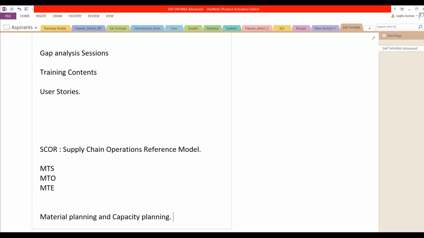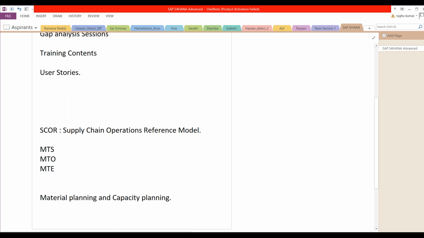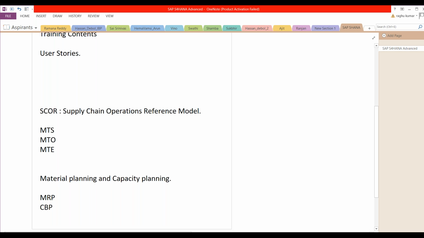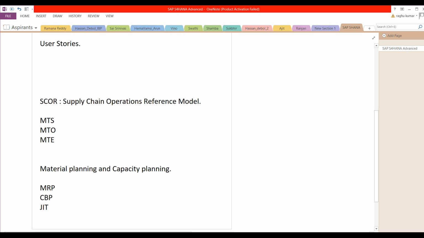So these are two different entities. Do you agree? Material planning is a different entity, capacity planning is a different entity. You come with a material management background, so maybe you are aware of some terms like MRP, CPP, JIT, EOQ.